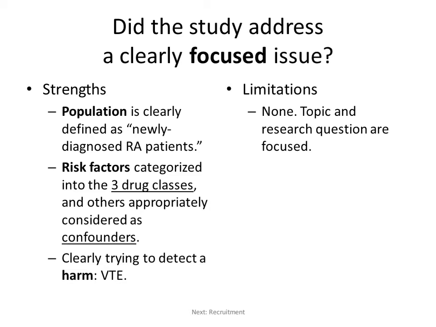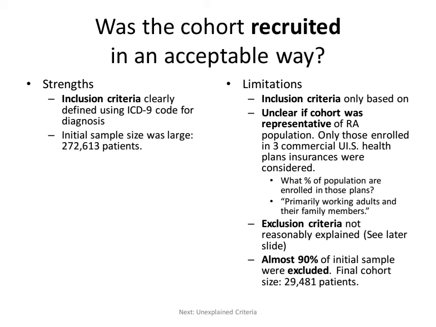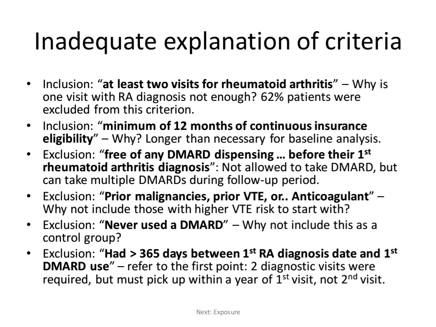Let's take a closer look at validity. The study addresses a focused, clinically relevant, and clearly identified issue. Data selection was thoroughly presented, but the reasons for inclusion and exclusion were not always explained, and it was not clear whether the cohort was representative of the target population. While some criteria were easy to understand, others only restrict generalizability without affecting confounding bias, as listed here.